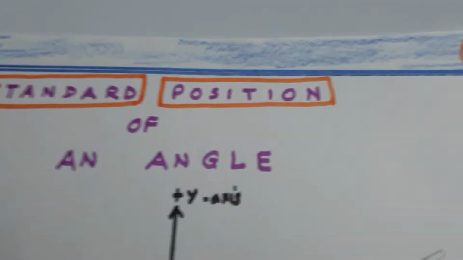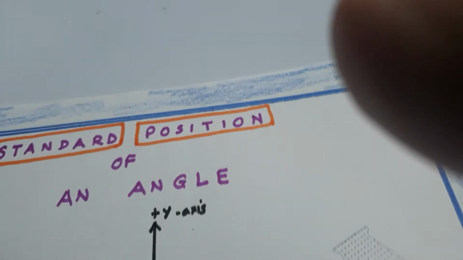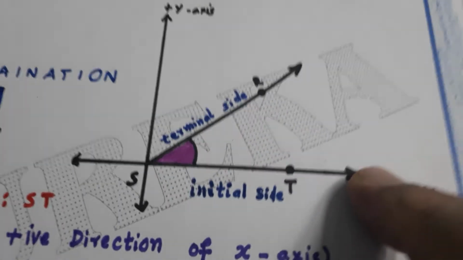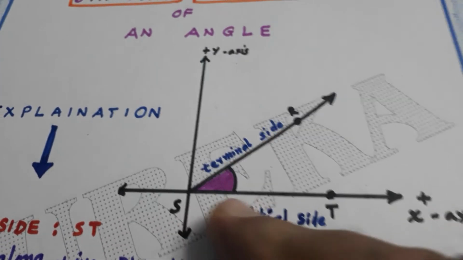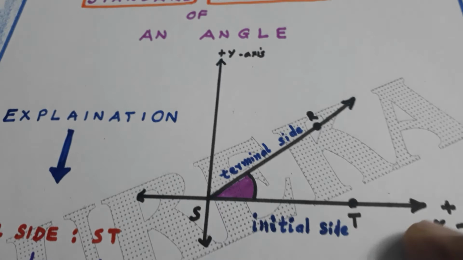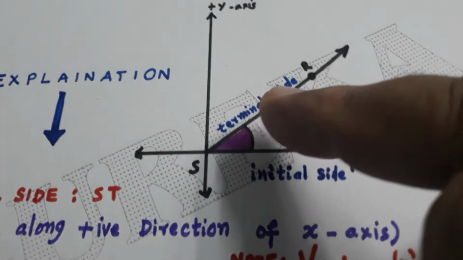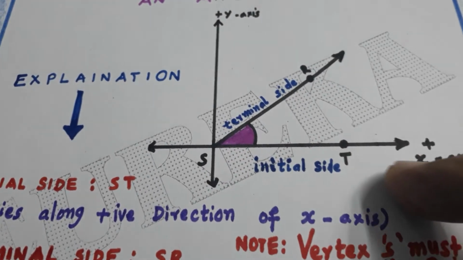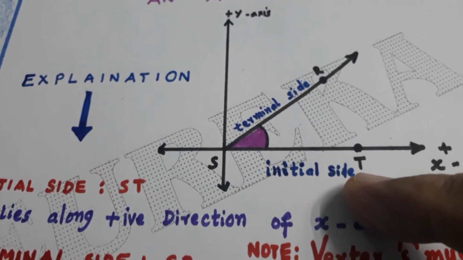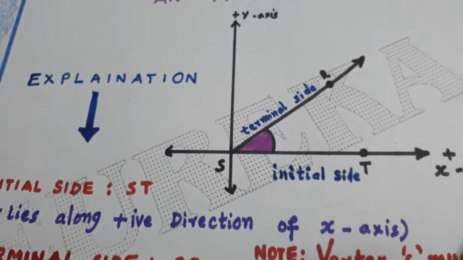Let us try to understand what is the standard position of an angle in trigonometry. In case of trigonometry, there is a standard position of the angle. Now look here. This is x-axis and this is y-axis. So one arm of the angle is on the positive direction of x-axis and the other arm can be anywhere. So this arm which is on the x-axis is called initial side, whereas this is called terminal side.